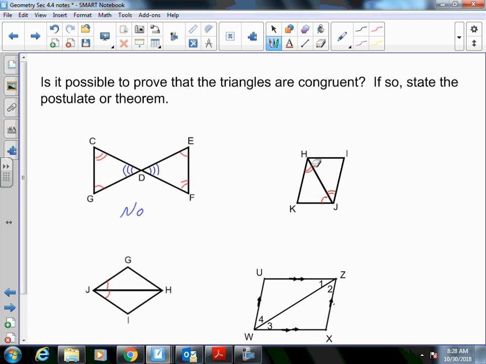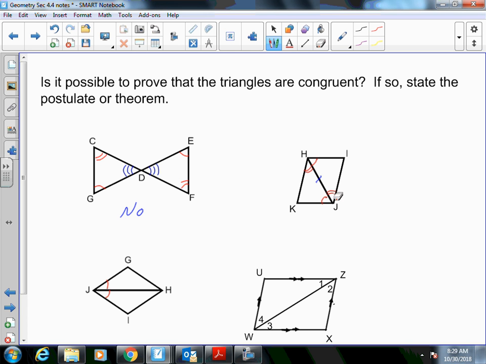All right, so then the next one, figure HIJK, got split down the middle to make two triangles. And we've got angle IHJ marked congruent to angle KJH, and angle KHJ congruent to IJH. So we got two angles. Anything else that we could come up with that would be congruent? Right, this side that splits the two triangles, it's shared by the two triangles, right? So it would be congruent to itself.